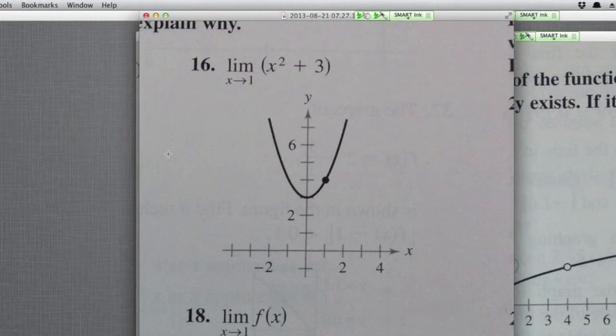So 16, the limit as x approaches 1 of x squared plus 3. What's my limit as I approach 1? 4. Looks like 4 to me. Because here's 1. I'm coming in from the left. I'm coming in from the right. Am I going to the same place? Yes. And that is 4. The y value of 4. Everybody okay with that?